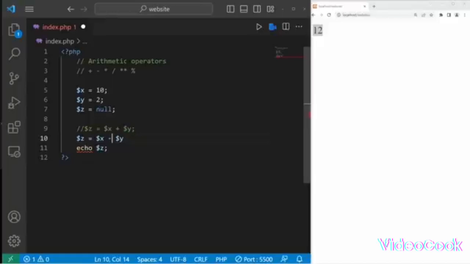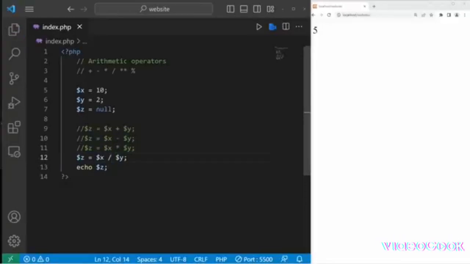So 10 minus y would be subtraction. X minus y, store the result in z. The result is 8. Now multiplication, that is an asterisk. 10 times 2 is 20. Division is a forward slash. 10 divided by 2, that is 5.